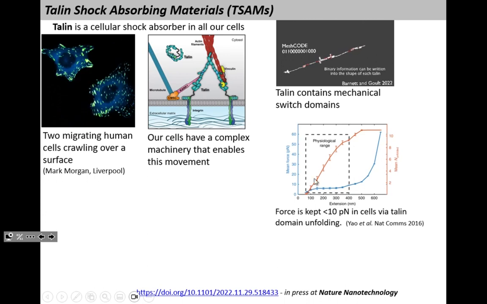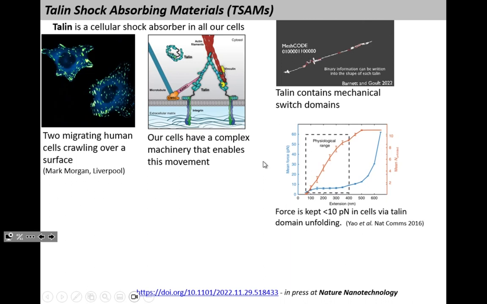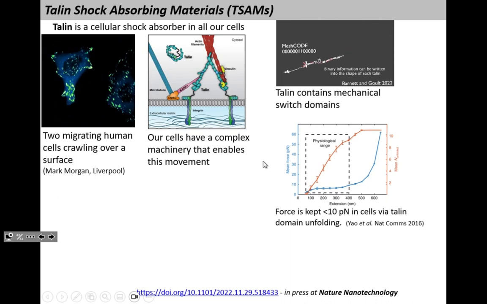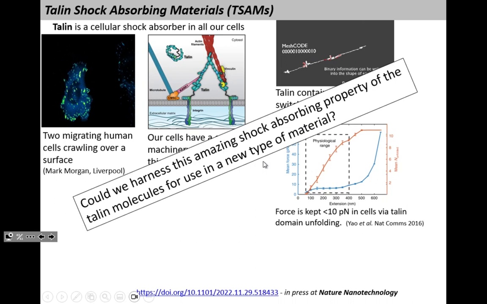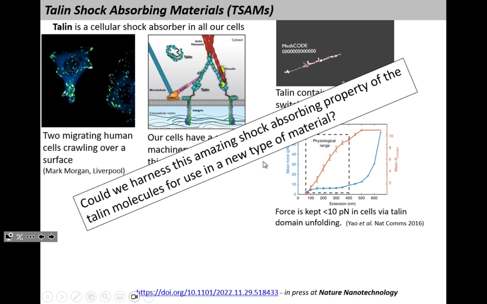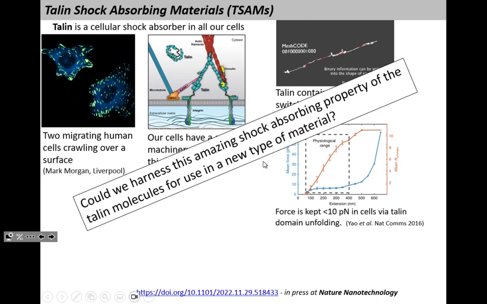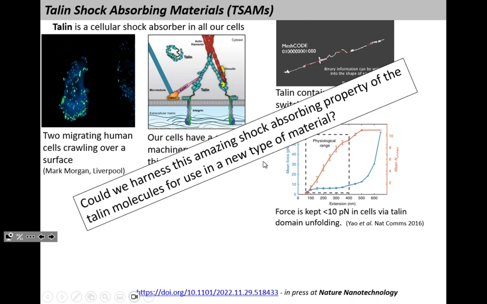We could pull it so it gets five times longer. The tension stays low because of this stochastic unfolding and refolding. So here, we've defined this as a cellular shock absorber. And what we were very keen to do was to see, could we actually harness this shock absorbing property? These protein polymers behave differently to human-made polymers. So could we use that in a way that we could make these new types of materials?